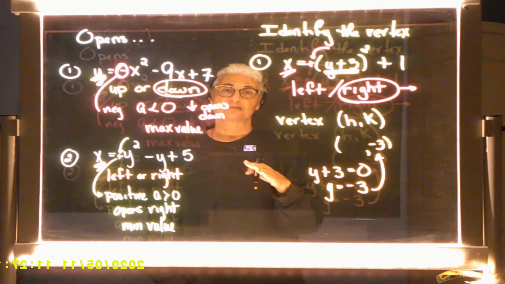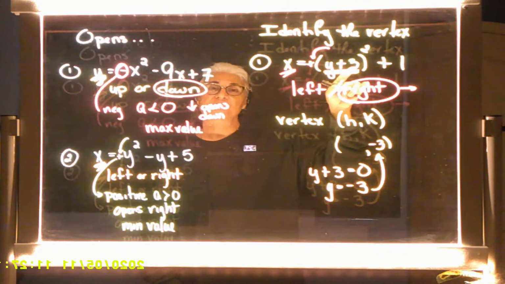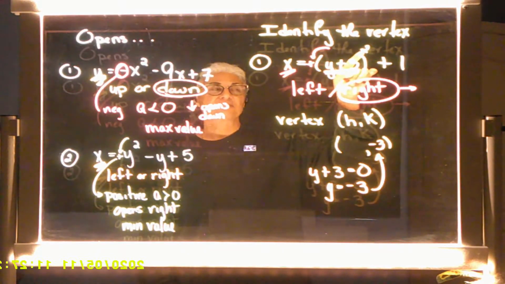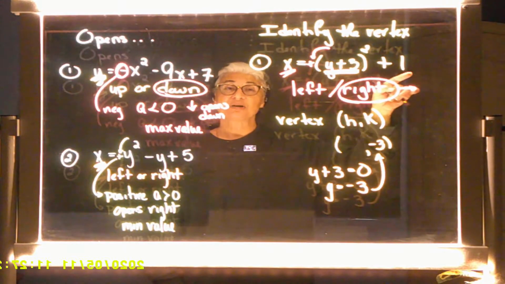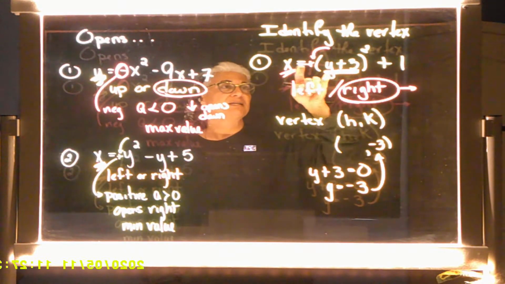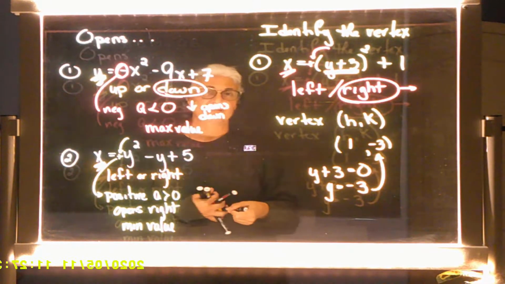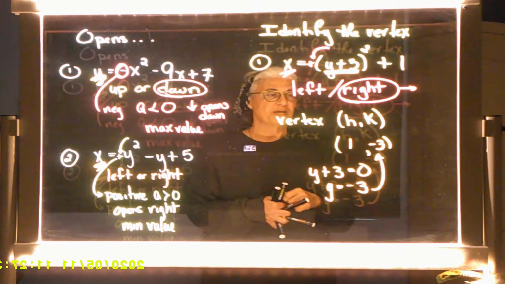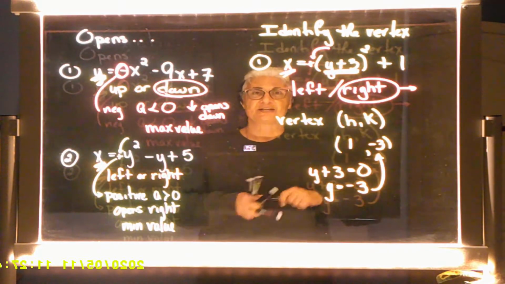Now follow along. If you plug negative 3 in here, what's negative 3 plus 3? Good, 0. What's 0 squared? Good, 0. 0 times a positive? Yeah, still 0. Plus 1? 1. So 1 equals x. So my vertex is (1, negative 3). Cool? Okay. Now again, I know it did not ask for this, but let's figure this out.